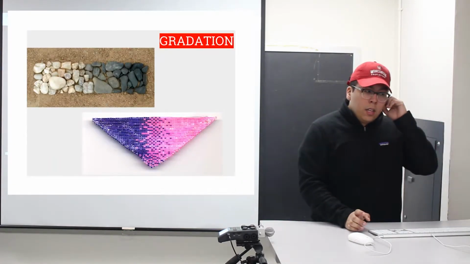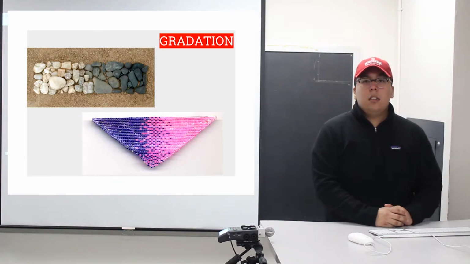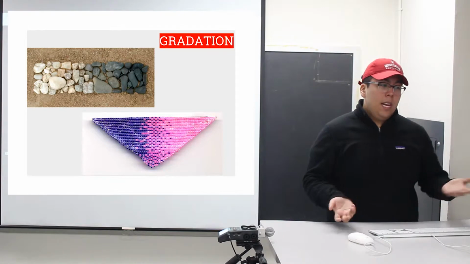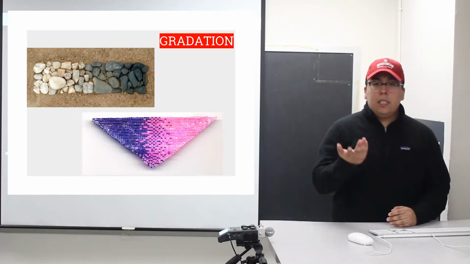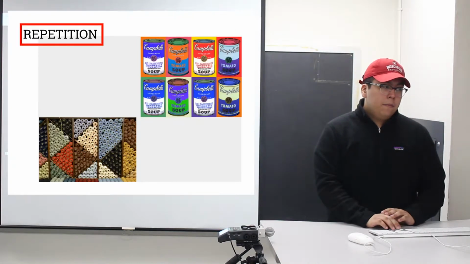Gradation. If you remember in Kim's website, she used gradation on the navigation bar. It went from orange to yellow. So that's something to think about, and that's an example that you can do in your very own website design.